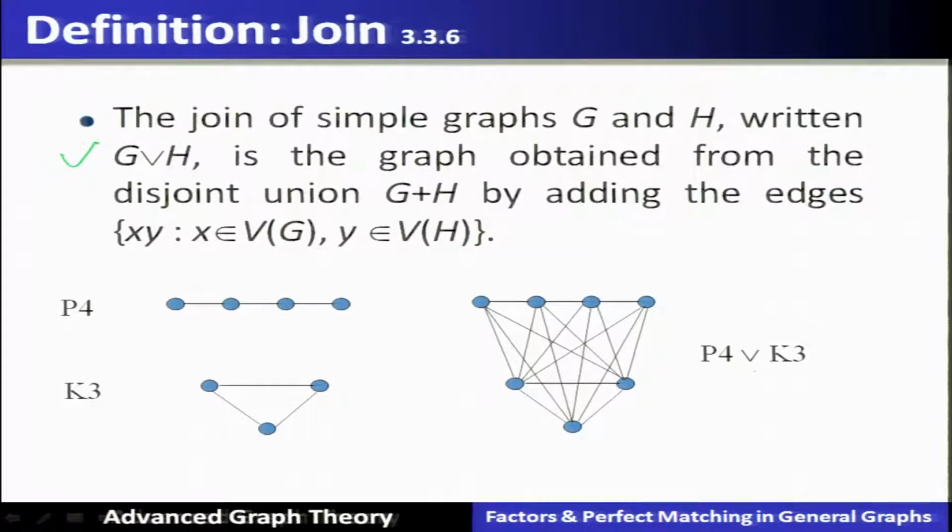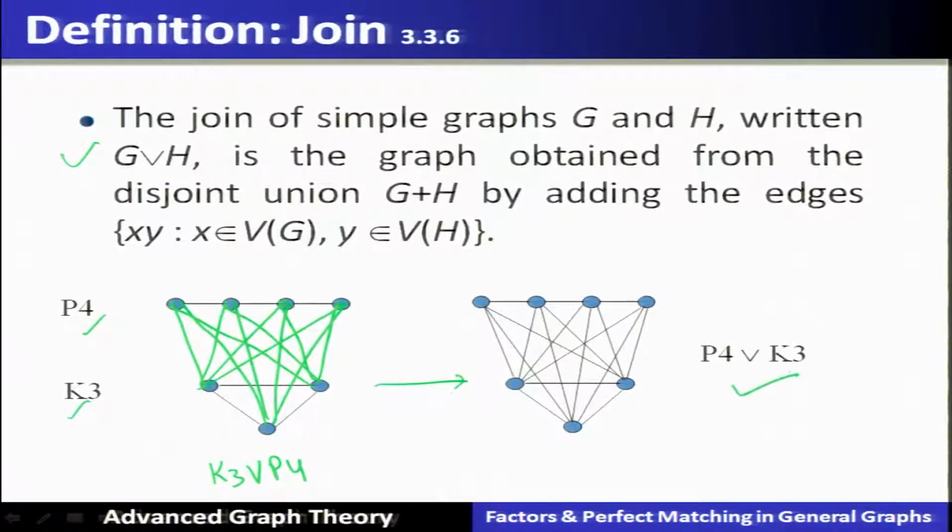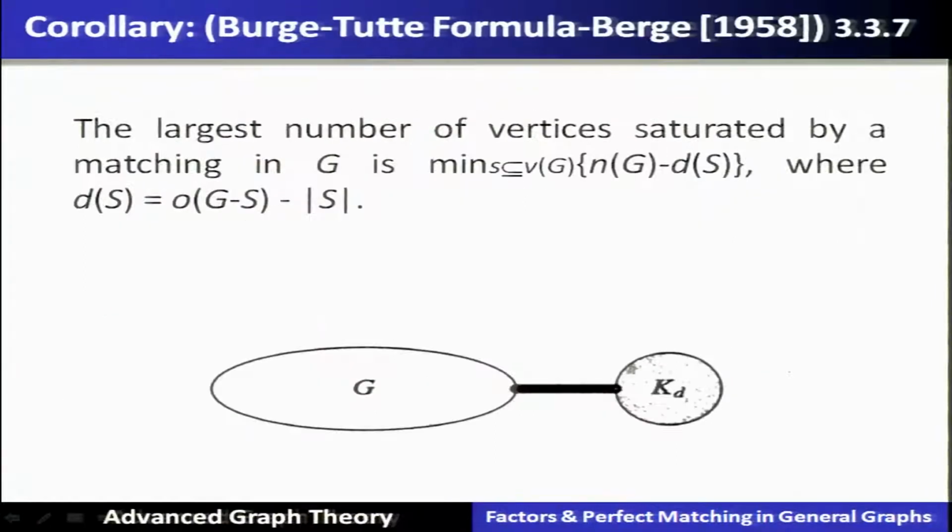So, let us take this particular example. If we are given K3 and another graph P4, then K3 join P4 will look like this. This particular vertex will have an edge to all other vertices, this also will have edges to all other vertices, this also has the same thing, and this results in this particular graph, that is, the join of two simple graphs is the graph shown over here.